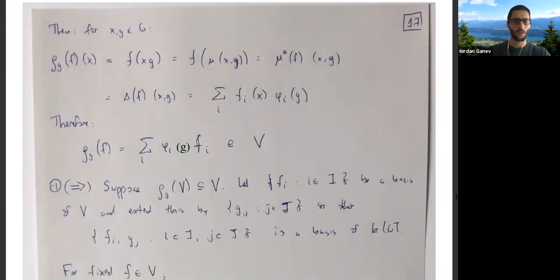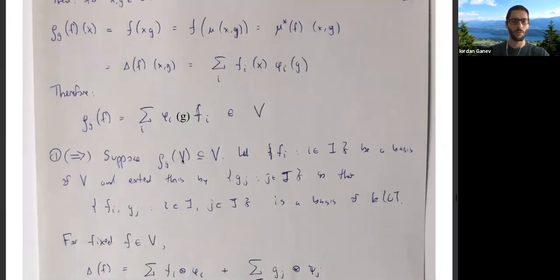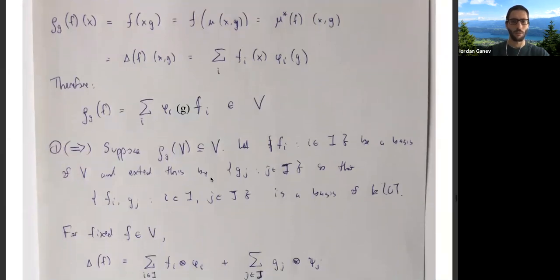other direction. So if we already know that rho sub g of v is contained in v, then, okay, what do? We need to show this property of the coproduct. So first we need a bit of setup. So first let's take a basis of v. So f sub I, where I is some indexing set. So v is not assumed to be finite dimensional, so this could be infinite dimensional. This is just some indexing set.